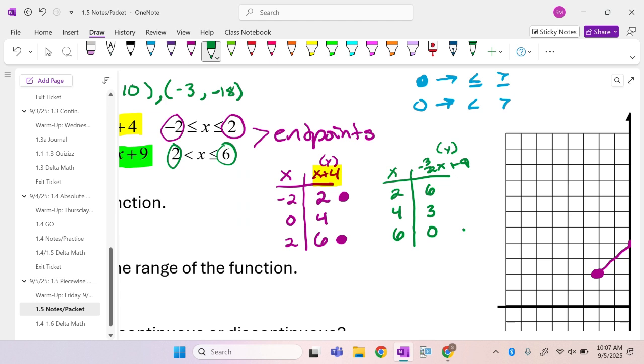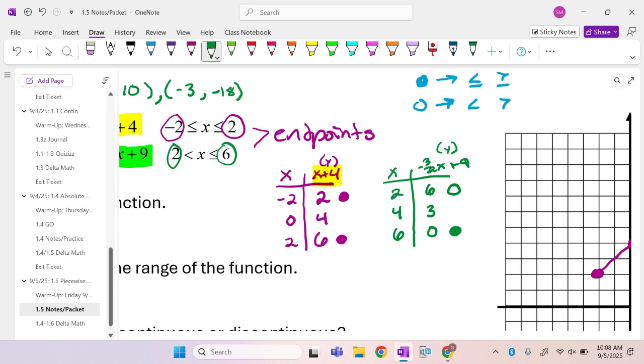Now, before I graph any of this, I need to decide of my endpoints whether they're open or closed circles. So for when x is 2, would that be an open or closed circle? Open. Because we have a less than symbol next to the 2. So that means it is not quite at 2. So this is going to be an open circle. (4, 3) we don't care about because it's not an endpoint. What about (6, 0)? Is that going to be an open or closed circle? It's closed because the 6 is connected to a less than or equal to.